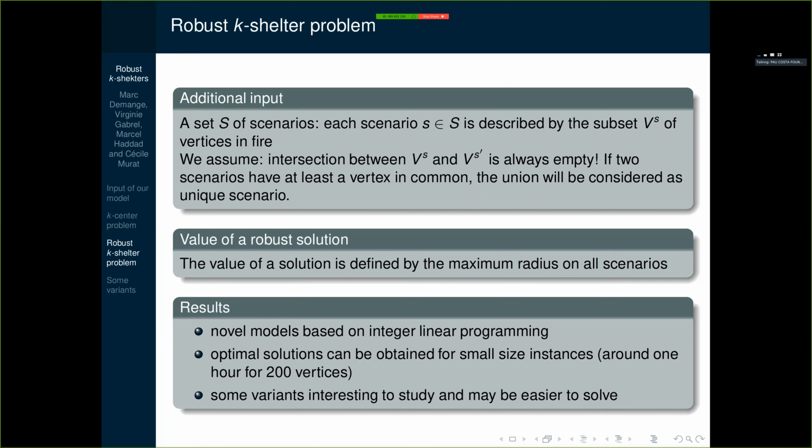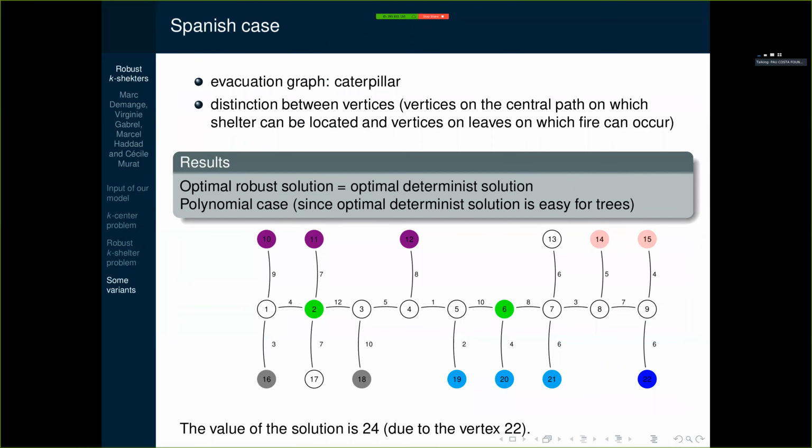I explain the variants. We have a specific case in which the evacuation graph is called a caterpillar graph. And we have a distinction between vertices. We have vertices on the central path on which shelters can be located, and vertices on leaves on which fire can occur. We assume that we cannot put a shelter on the leaves. In this case, the problem becomes easy. Why is it easy? Because the robust problem is the same as the deterministic problem in this case.